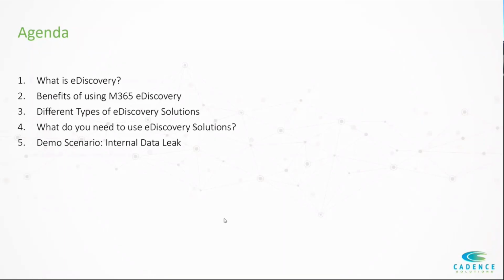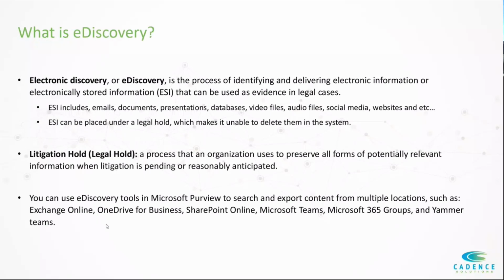All right, so eDiscovery is pretty much the process of identifying and delivering electronically stored information, also known as ESI, that is usually used as evidence in legal cases. When I say ESI, it's data or content such as emails, documents, audio files, websites, and any kind of electronic data. And eDiscovery allows us to put these ESIs on a litigation hold or legal hold, or just hold for short, so that we can produce a core volume of evidence for litigation.